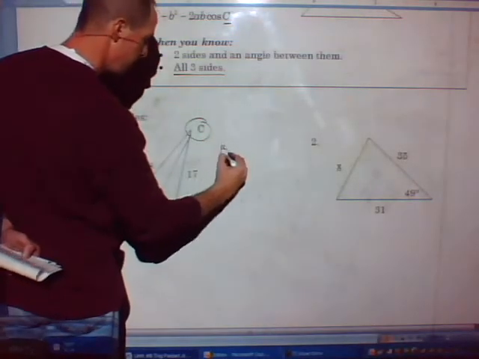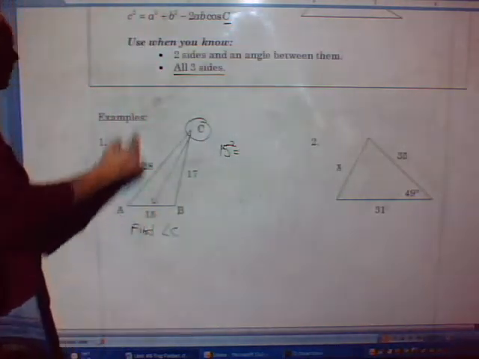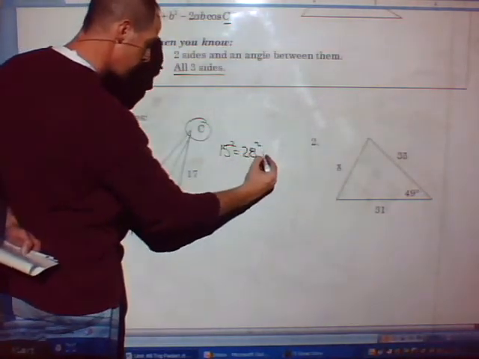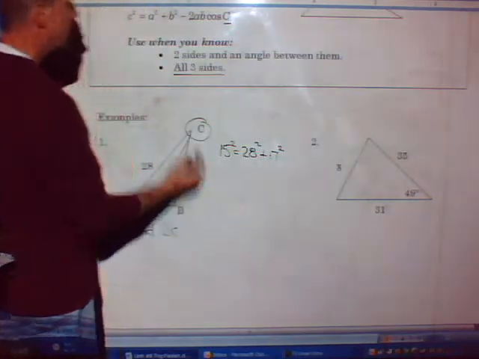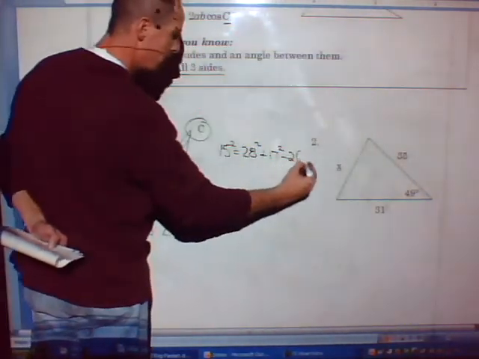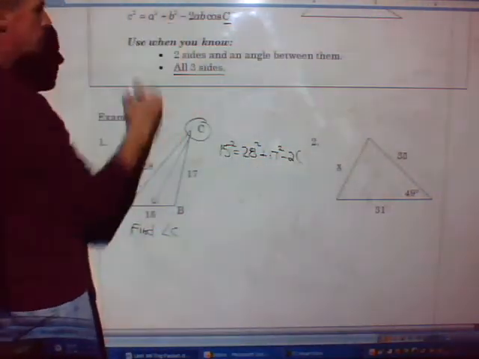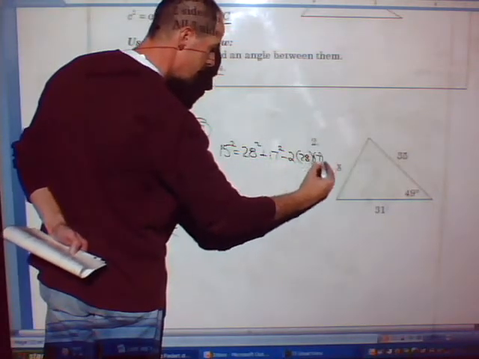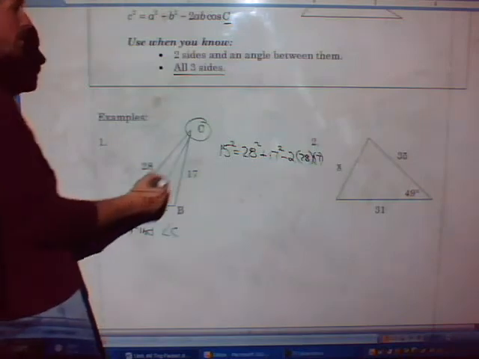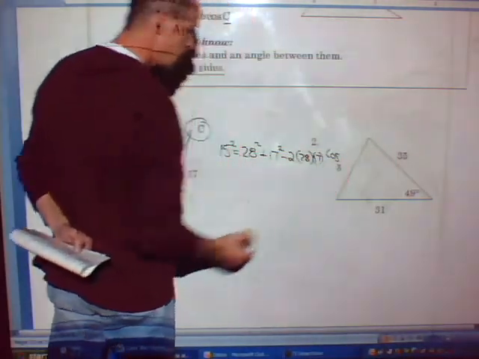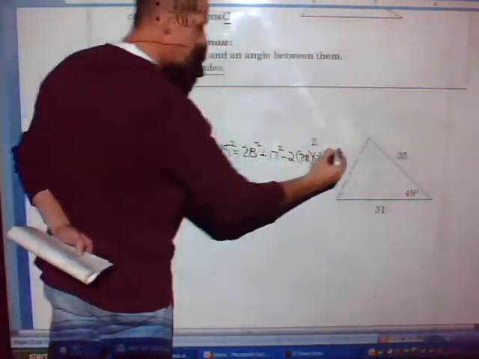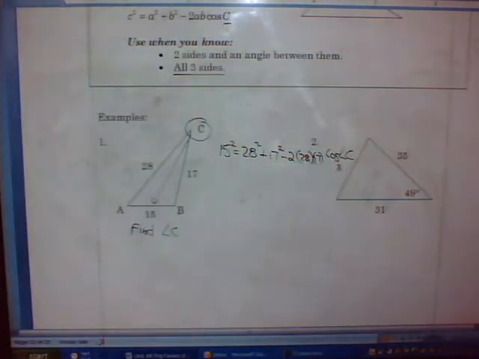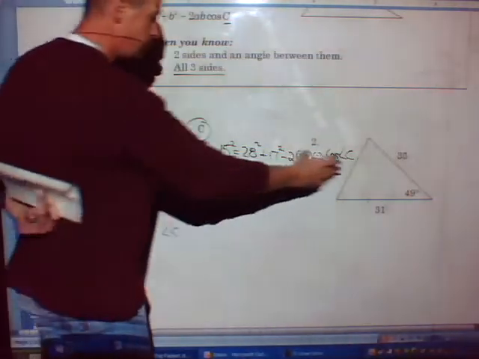So this is going to be 15 squared equals, now you square the other two sides, so that's 28 squared plus 17 squared. And then you subtract off 2 times these same two sides, so that's 28 times 17. And then that gets multiplied by the cosine of our angle, which is angle C. Okay? Now that looks pretty ugly, so we need to take a deep breath and do this in pieces.